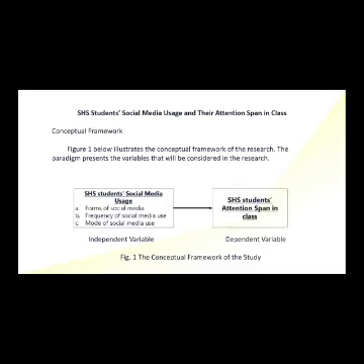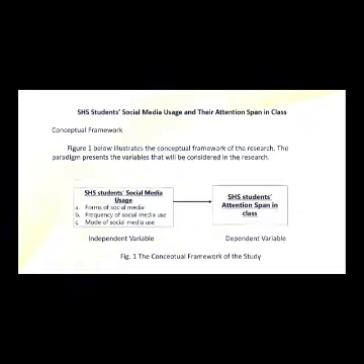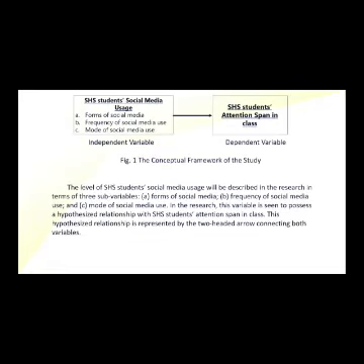Next, indicate the figure number and title below. Let's say Fig 1, the conceptual framework of the study, followed by the discussion of the conceptual framework. Remember, the level of SHS students' social media usage will be described in the research in terms of three subvariables: A. Forms of social media, B. Frequency of social media use, and C. Mode of social media use. In the research, this variable is seen to possess a hypothesized relationship with SHS students' attention span in class. This hypothesized relationship is represented by the two-headed arrow connecting both variables.